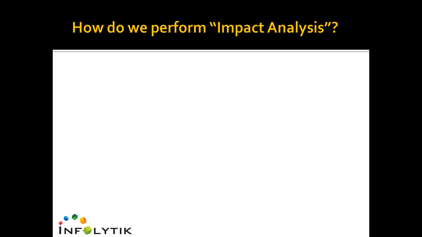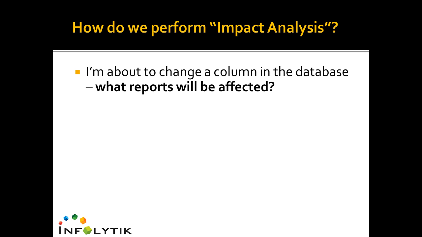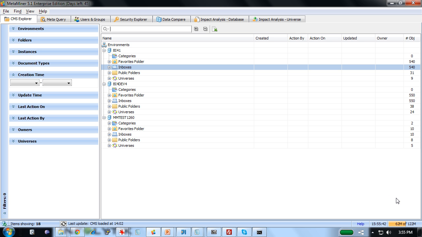Now let's go into the demo and answer a few of these questions that we've been talking about. The first one is, I'm about to change a column in the database. What reports will be affected? In our scenario, we are going to imagine that we are the head of a fashion retailer, and we have a number of universes deployed with a sales revenue object. What we do is launch the MetaMiner UI, and then we go to our Impact Analysis Database tab.